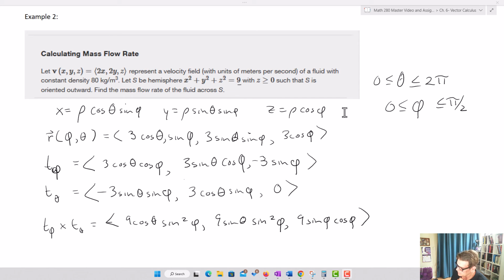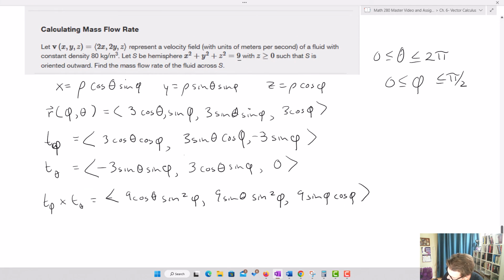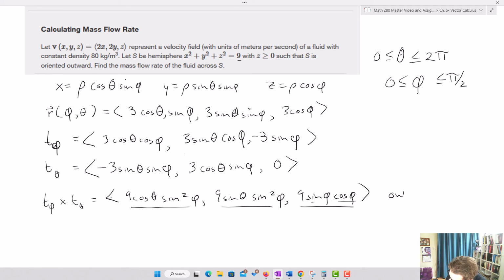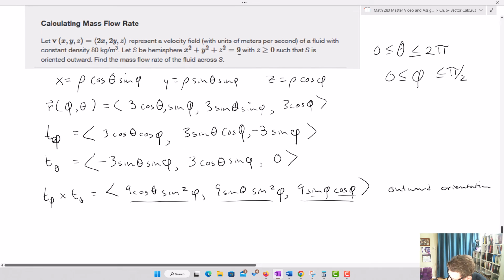There are a couple things that we can note. Each one of these components of the cross product ends up being positive. And since each one of those is positive, this indicates that we have our outward orientation. So we can utilize T phi cross T theta.